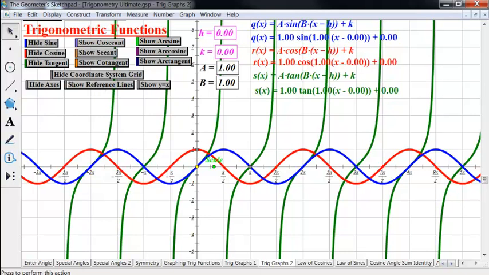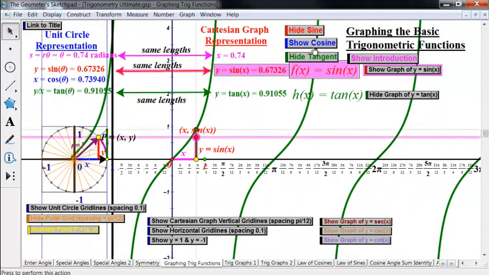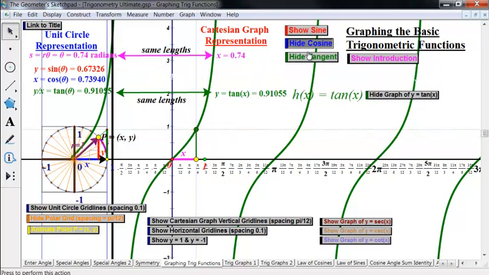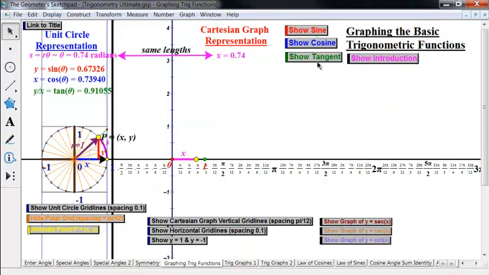Okay, so let's review real fast. If you have any of these, sine, cosine, or tangent, the x value here is the angle over here in the other picture. So what you see in pink here is the x value on the right. It is the angle on the left. It's not really an angle over here on the right. It's an x value, but it's an angle over here in the unit circle picture.